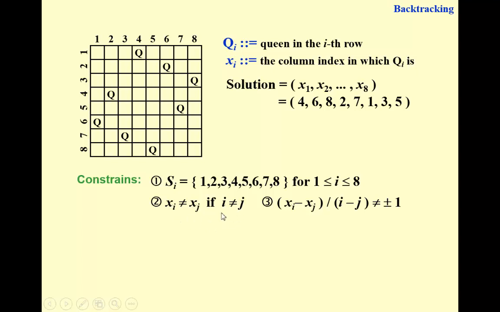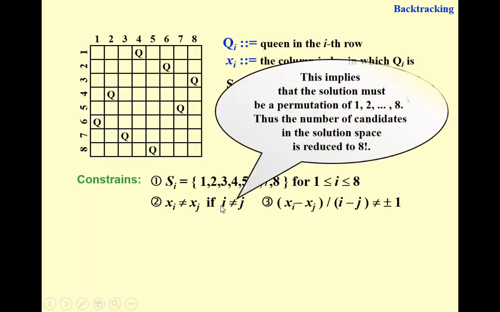Like this. We have made use of one constraint that they must not be placed in the same row. And there's another. They must not be placed in the same column, which means if i is not equal to j, then their column indices x sub i and x sub j must not be equal. So this implies that the space is reduced to 8 factorial. It means that the solution must be a permutation of the numbers from 1 to 8.